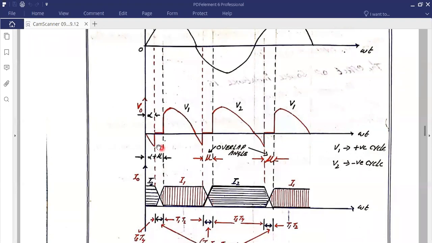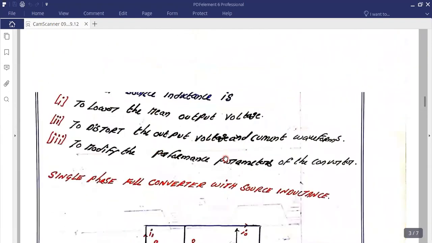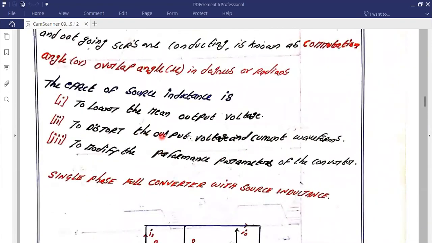So what will happen? This is going to be 0 voltage. So ultimately you are going to have a reduced output voltage, isn't it? This part of the voltage is going to become 0. So the first consequence of the source inductance is that it lowers the mean output voltage. Is it clear how the mean output voltage is going to be reduced?